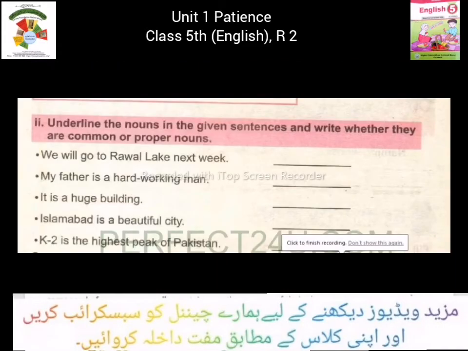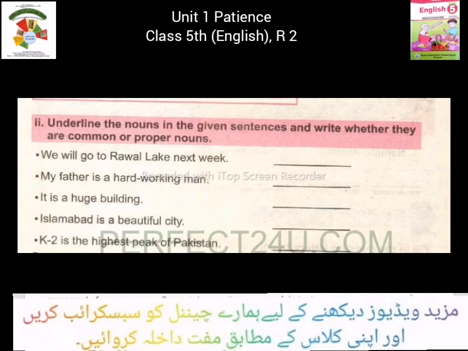Okay, so it is the exercise that is: underline the nouns in the given sentences and write whether they are common or proper noun. We will go to Rawal Lake next week. So in this sentence, Rawal Lake is proper noun. You can write in your notebook.